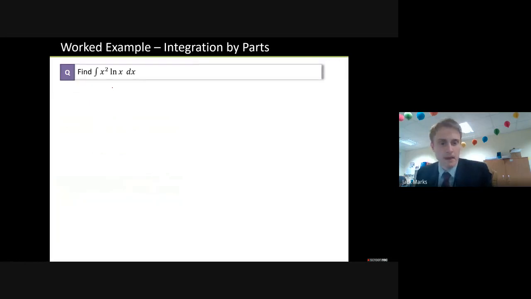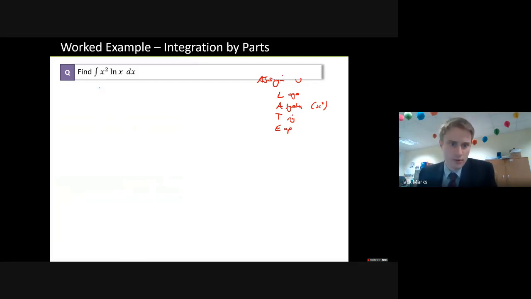Another example then. And it's time to introduce you to the priority for which part is u. When we are assigning u, the priority is LATE, L-A-T-E. L is logarithms, I'm just going to say logs. A is algebra, so things like x squared. T is trig, and E is exponents. So u is going to be logs, and specifically here, I mean natural log, okay?